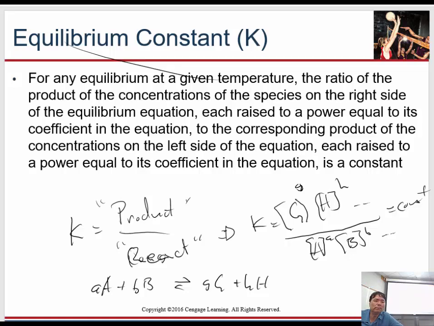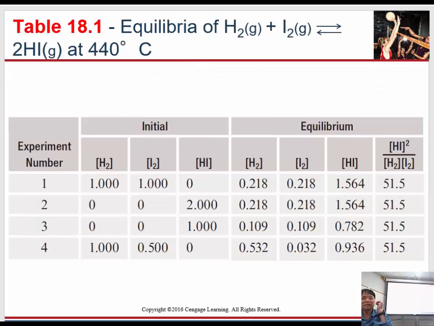So, for example, here, when we look at this reaction, where the reaction ends up, the ratio of product to reactants is always the same. This is a constant. And so we can predict where the reaction ends up at equilibrium.